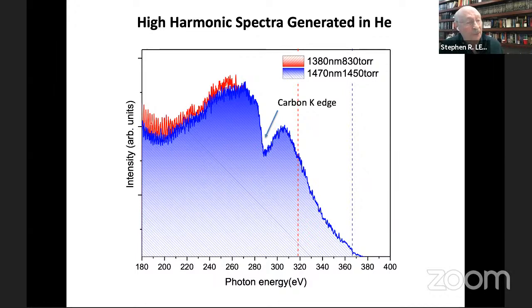And here are the individual harmonics that show up in this particular spectrum. So they're separated by about 3 electron volts for a titanium sapphire, or in this case, infrared pump laser. So they're separated by maybe 2 to 3 electron volts showing up here in the spectrum.